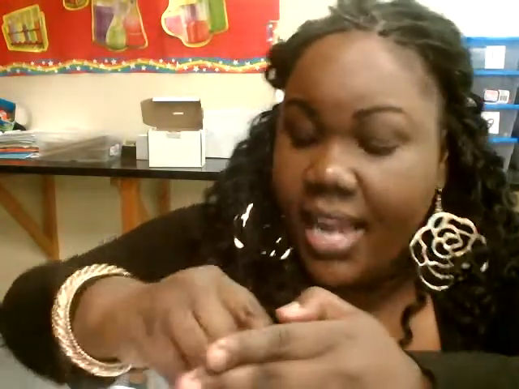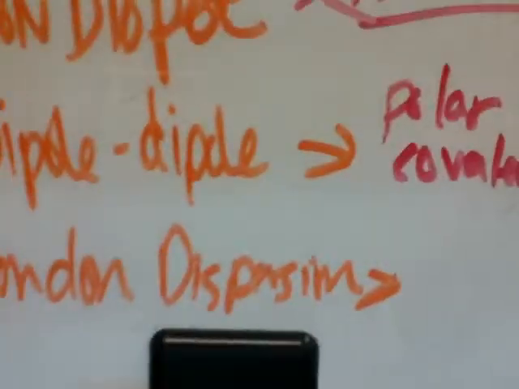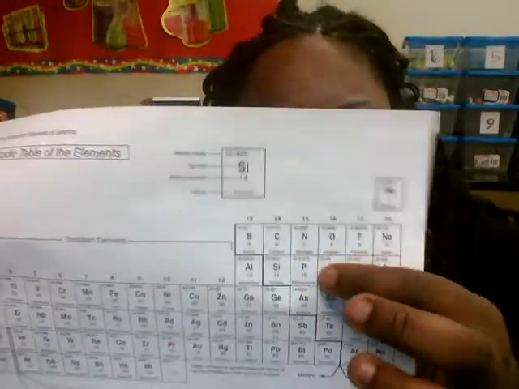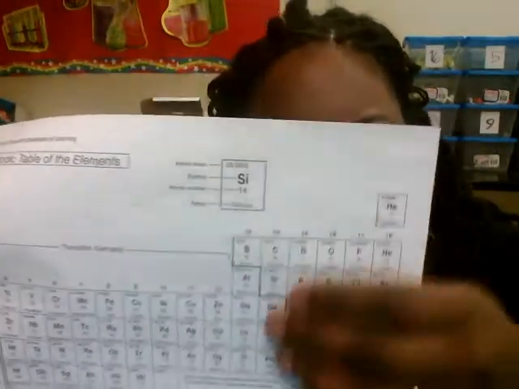All right. Now, for this whole dipole-dipole business, the compound is going to have to be polar covalent. All right? So, first of all, it has to be covalent. So that means it has to be two nonmetals. All right? So like a carbon and a nitrogen, or a sulfur and a fluorine. It has to be on this side of the periodic table, two nonmetals.